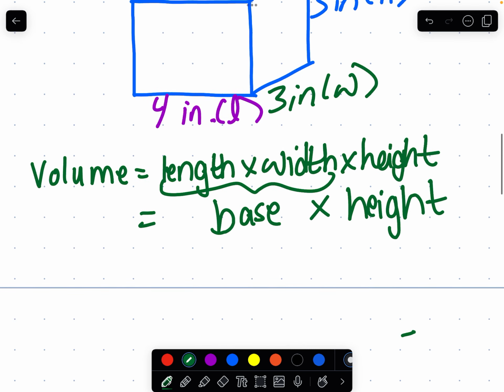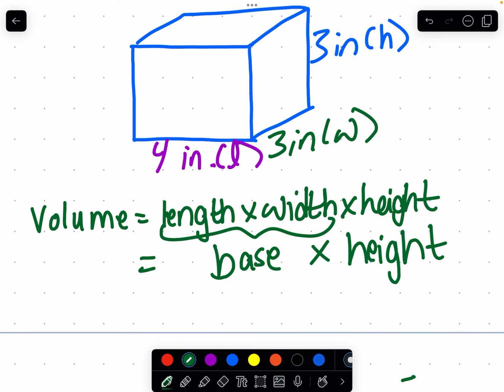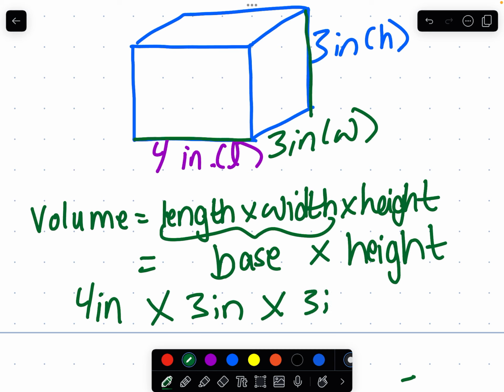So what have we got? Start with the length, 4 inches, times, go to the width, here's the width, 3 inches, and then now we need the height over here, which is another 3 inches. Okay, let's calculate. 4 times 3, that's 12. 12 times 3, that's 36. We've got 36 inches cubed.